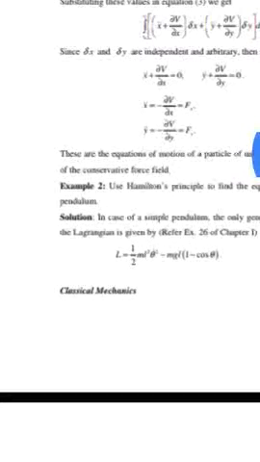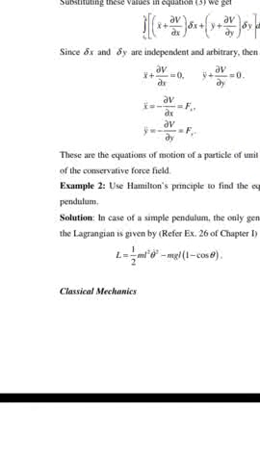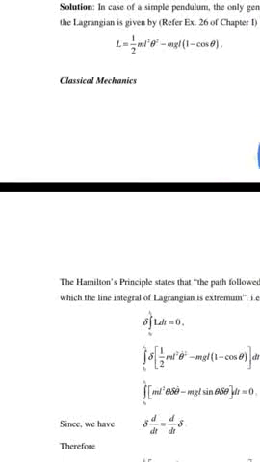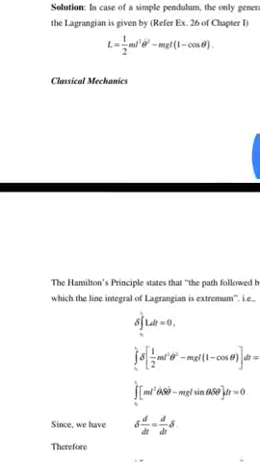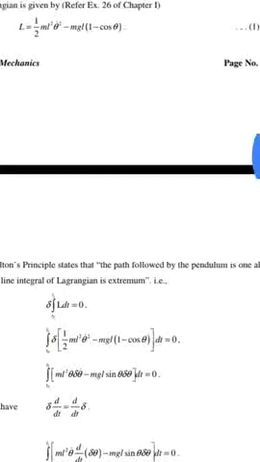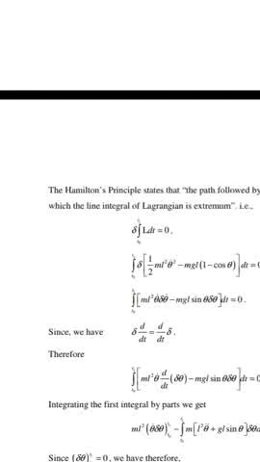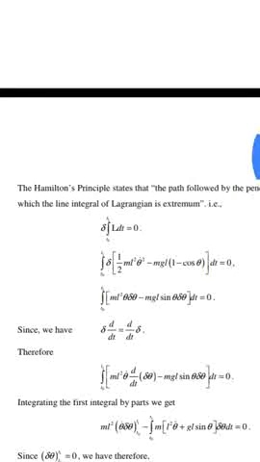and the Lagrangian is given by L = 1/2 ml² θ̇² − mgl(1 − cos θ). The Hamilton's principle states that the path followed by the pendulum is one along which the line integral of the Lagrangian is extremum. That is, δ∫ from t0 to t1 of L dt = 0.